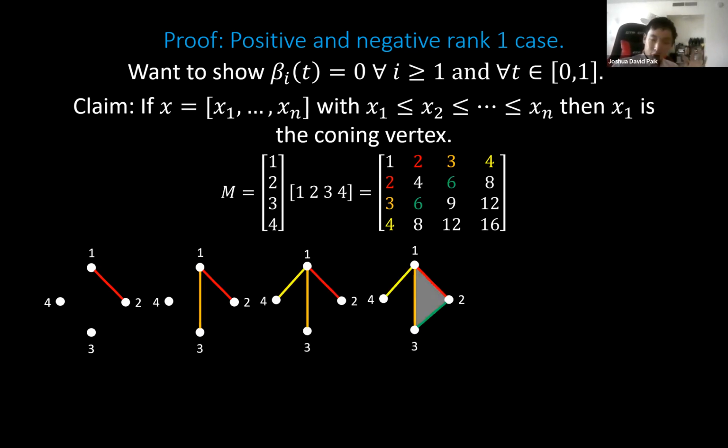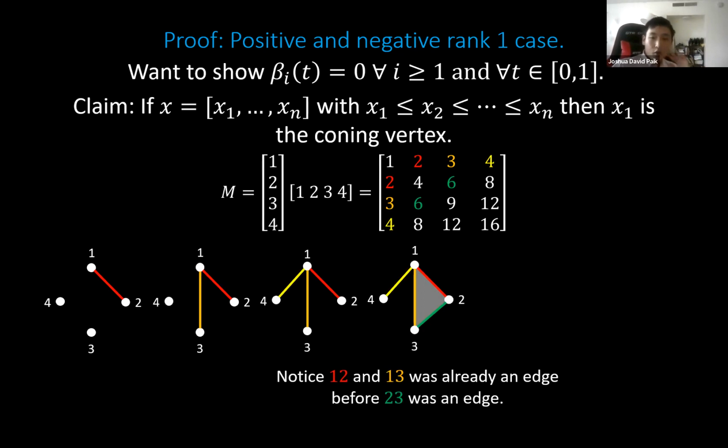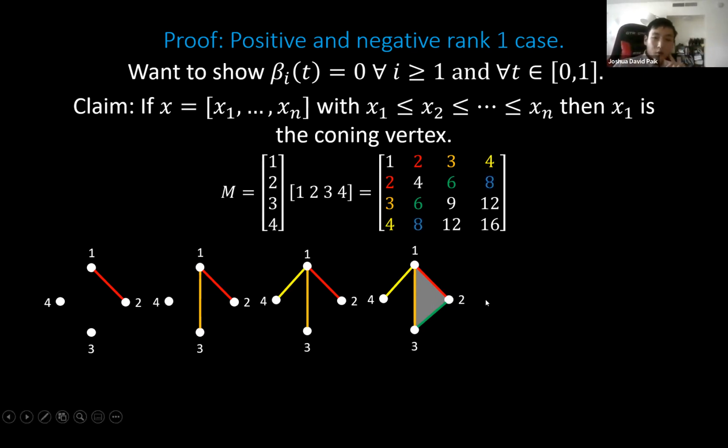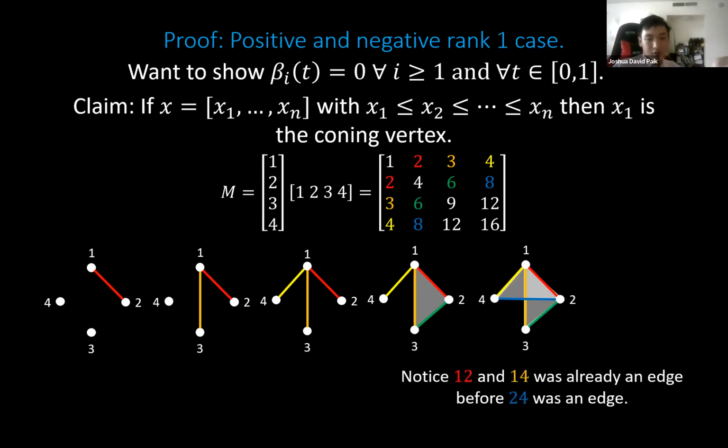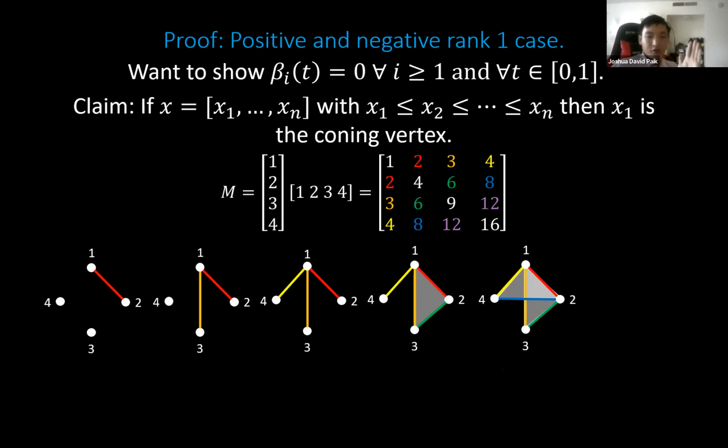Now I want you to observe that when we add 2, 3 as an edge, 1, 2 and 1, 3 was already an edge. So now the complex associated with this is still contractible. We're going to add now the next edge, which is the 2, 4 index. Again, we make the observation, when we add 2, 4 in, 1, 2 and 1, 4 were already edges, but still contractible. We add in the last edge, and now the complex is filled, so that's contractible. And so that's basically the proof.